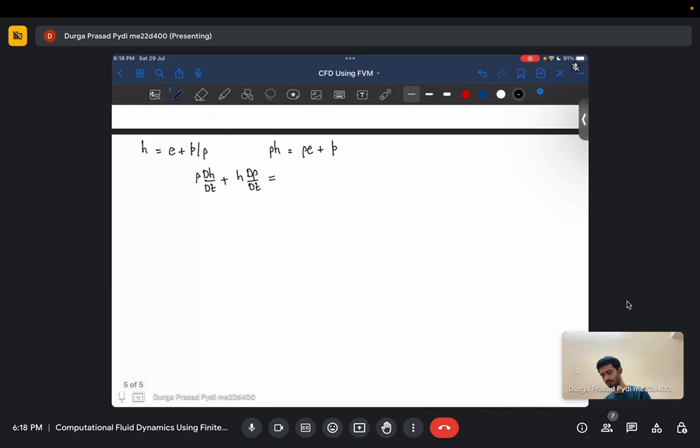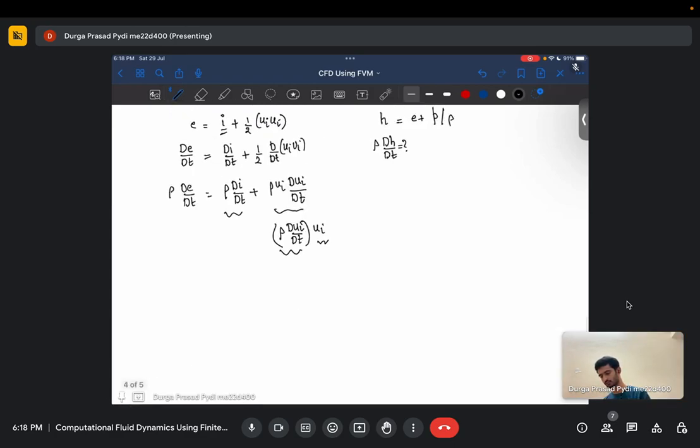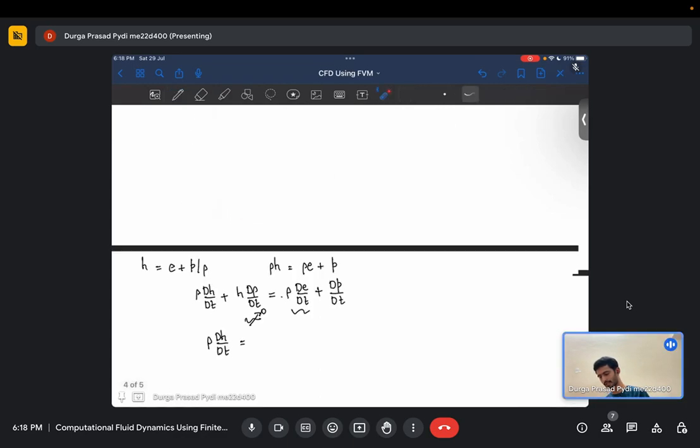So for an incompressible flow, we have seen previously that this particular term goes to 0. Essentially your rho is constant. So when you are applying your material derivative, you can just take it out. So rho times dE dt plus dP dt. So rho times dH dt gives you rho times dE dt, where for dE dt we already have an expression. dE dt is essentially this particular term over here. So we just substitute that back.